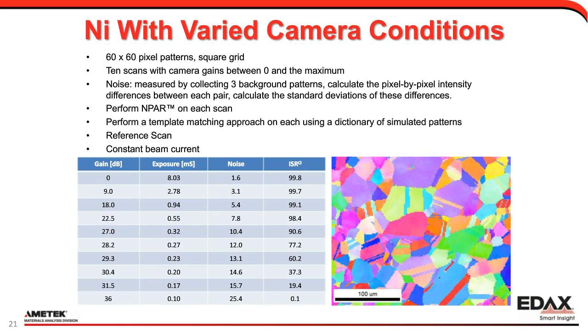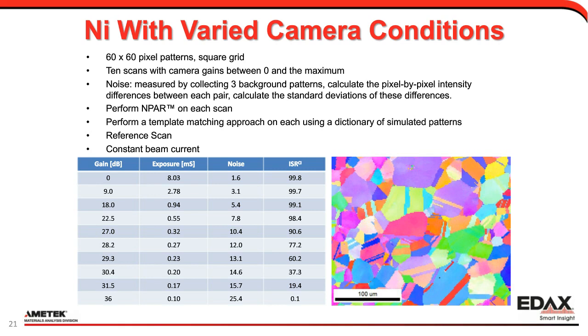We've also tried other image processing techniques on these as part of a larger study. And so we've done this template matching approach, or dictionary approach, on these. So we have a reference scan that we can compare our results to, and that's the scan we obtained at 0 gain. So we'll use that as a reference and compare the others against that to see how well this is working. All these use constant beam current so that the noise would go up, and so what that means is we have to increase the exposure as we go to lower gains.